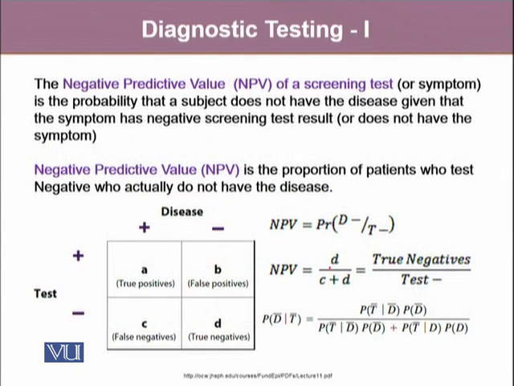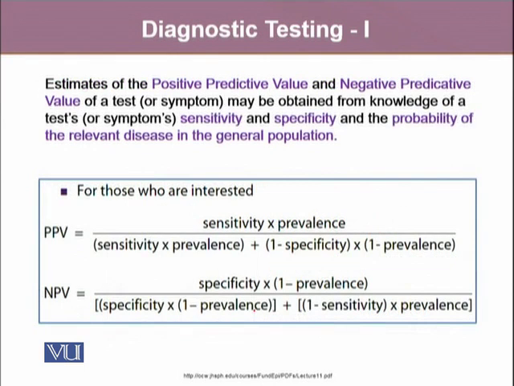The other value is the negative predictive value. Negative predictive value of a screening test is the probability that a subject does not have the disease, given that the subject has negative screening test results. Negative predictive value is the proportion of patients who tested negative and actually do not have the disease. So likewise, like PPV, we can determine NPV using the Bayes rule or by dividing the true negatives by C plus D, which is all who tested negative.